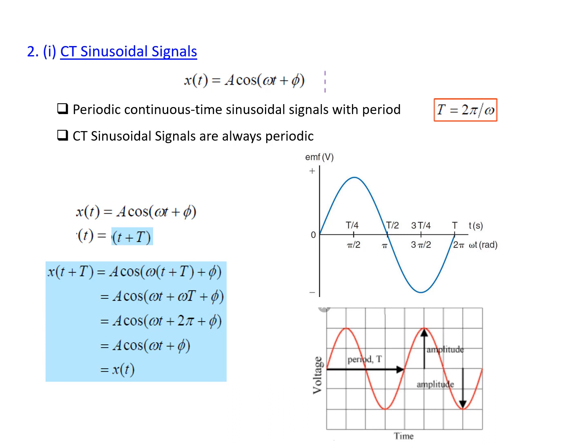Therefore, A cos(omega t plus phi plus 2 pi), because cosine has a period of 2 pi radians. I mean, its angular period is 2 pi radians. For every 2 pi radians, the cosine wave repeats. Therefore, I can write A cos(omega t plus phi). That means I am getting back the original signal. That is, x of t plus T is equal to x of t. That is, after every interval of time T seconds, the same signal value repeats.